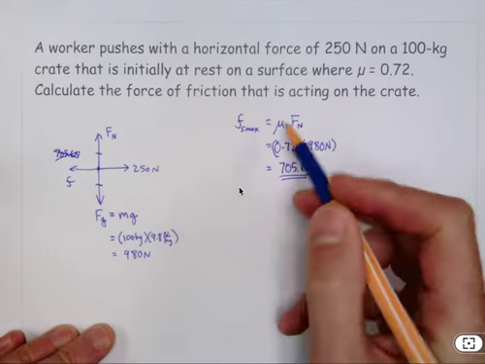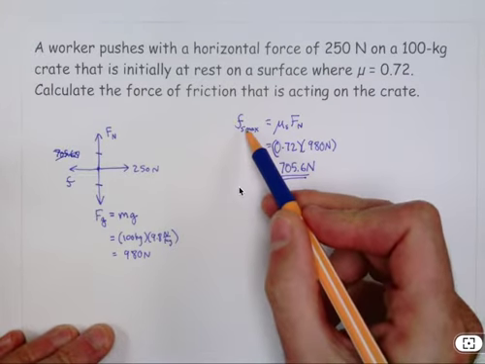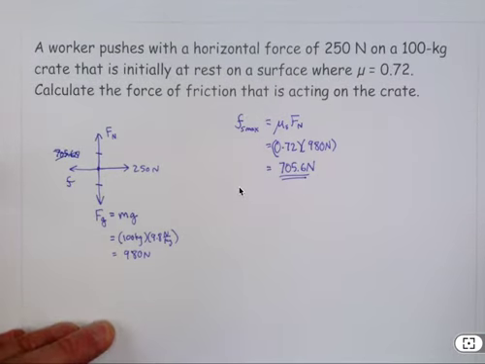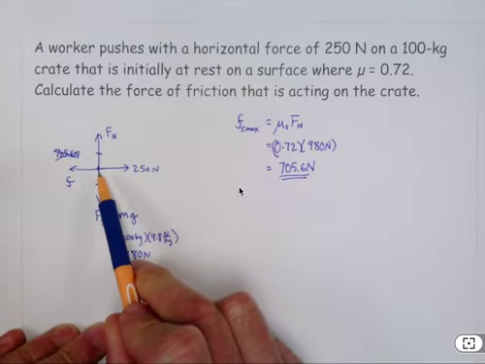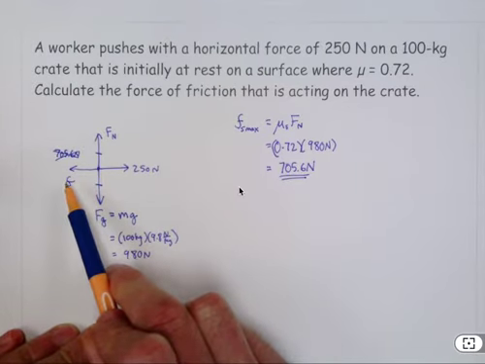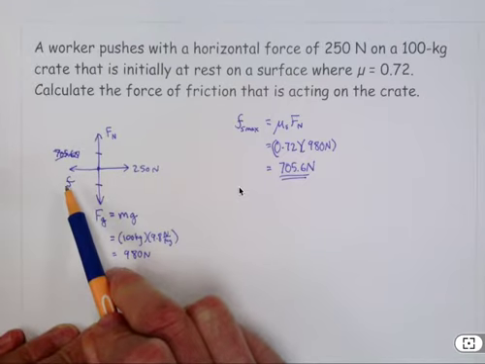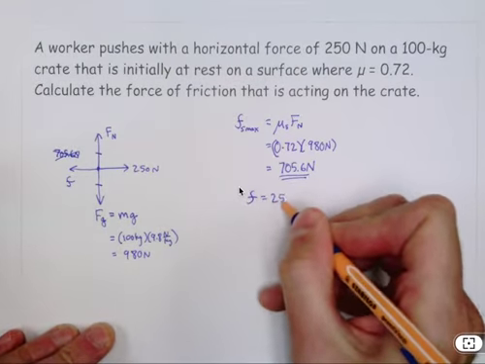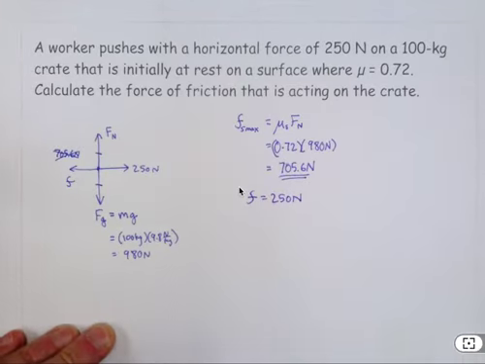What it is, it's the maximum that static friction can handle under these circumstances. Static friction means that the object is at rest. So the way you really calculate static friction is you draw your free body diagram and you ask yourself, okay, how big does friction need to be to keep this at rest? In other words, to keep it balanced. Well, to keep things balanced, friction needs to be equal to 250 newtons.